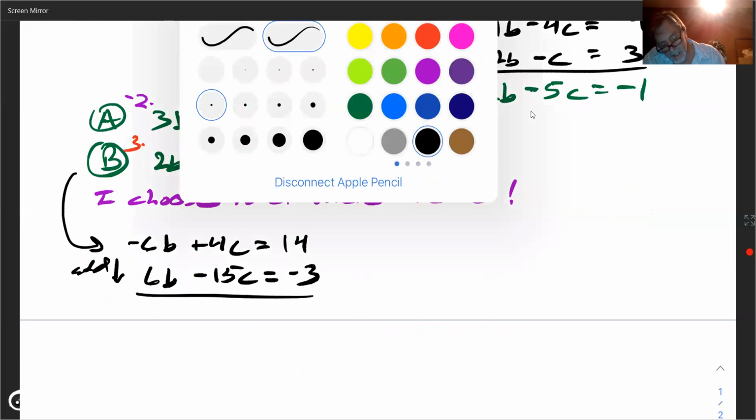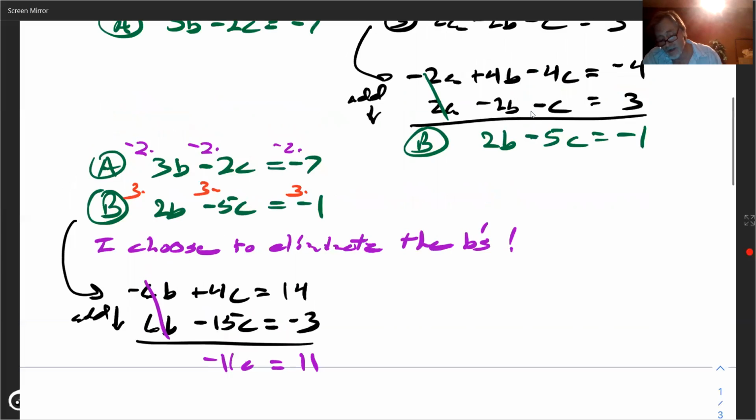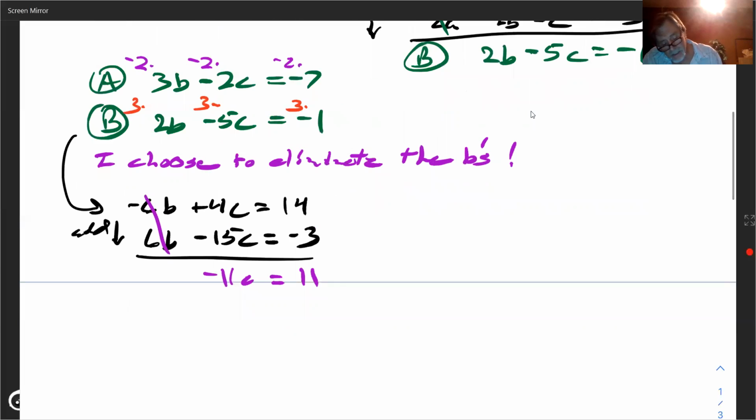So now we're going to add. These guys cancel. Looks like we have a -11C is equal to 11. I feel pretty good about that. We've got it down to 1 equation and 1 unknown now. Now we're here, okay? So I know it takes a while, but now we can easily, I mean easily, solve for C. Looks like C ends up being -1.